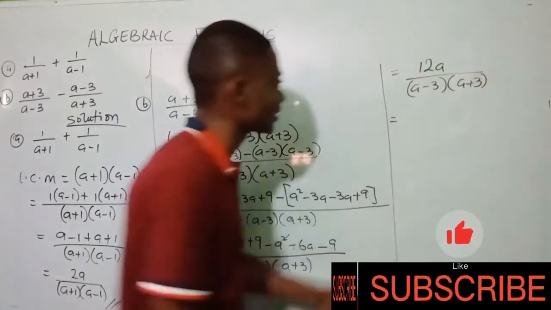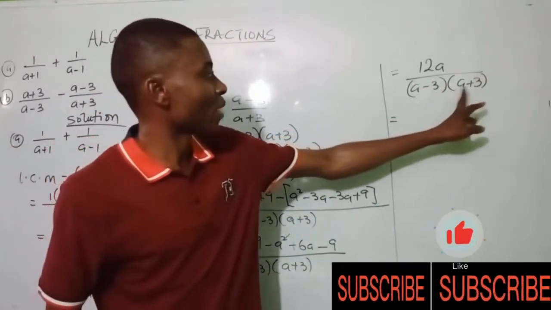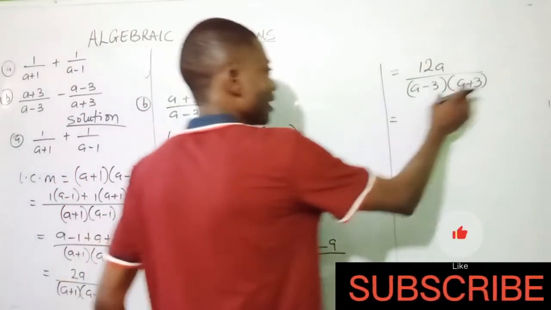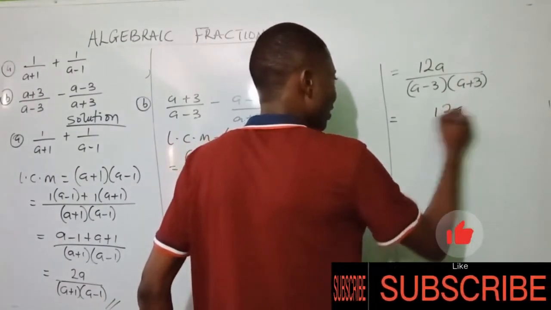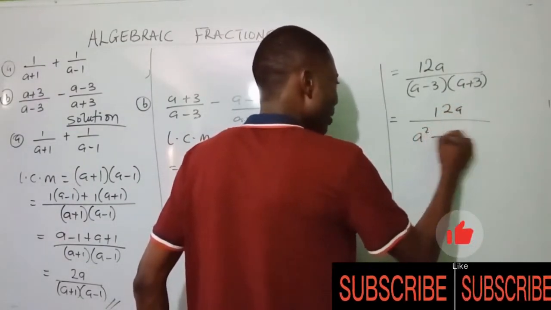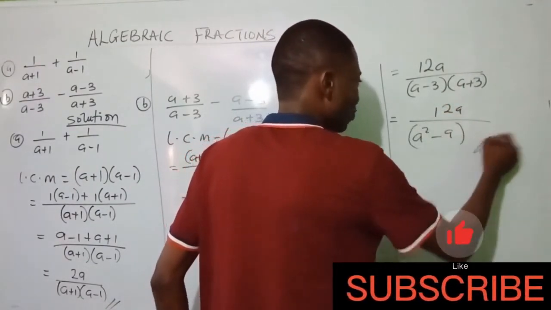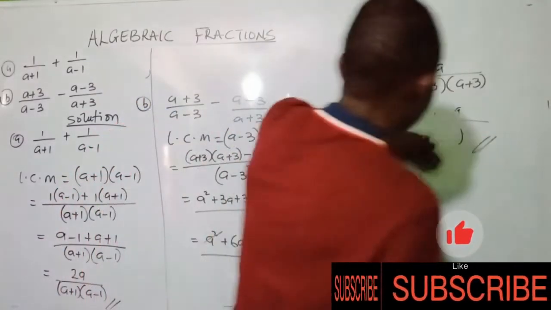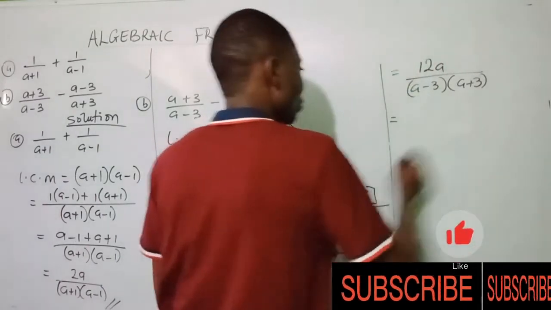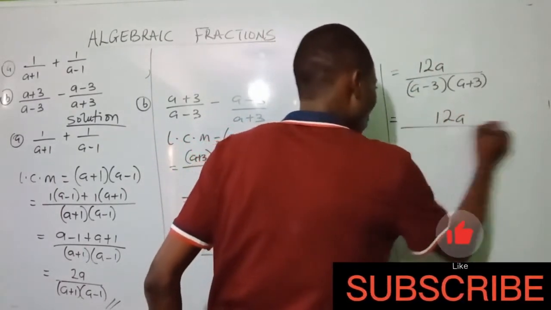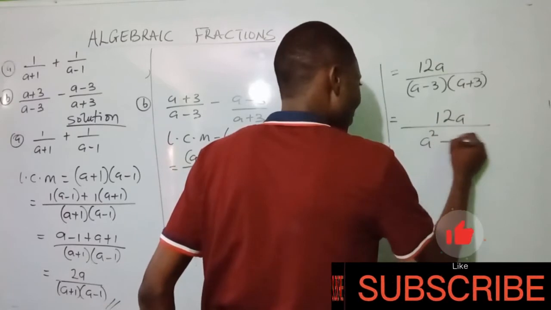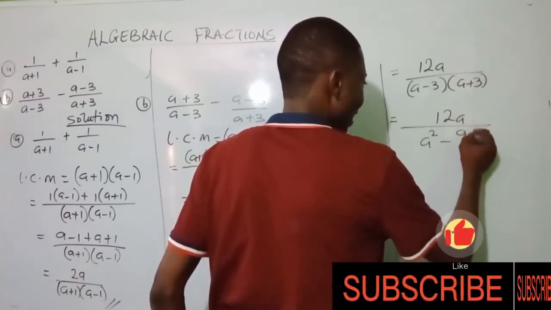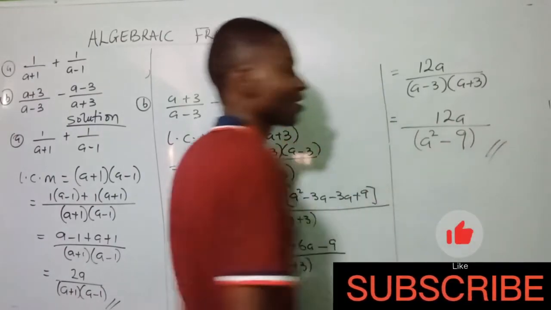Now if you look at this answer, a minus 3, open bracket a plus 3, this is called the difference of two squares. That means a minus 3 times a plus 3 is the same thing as saying a square minus 9. So 12a over a square minus 9 is our final answer. Let me write it well again: 12a over a square minus 9. So that is our final answer.